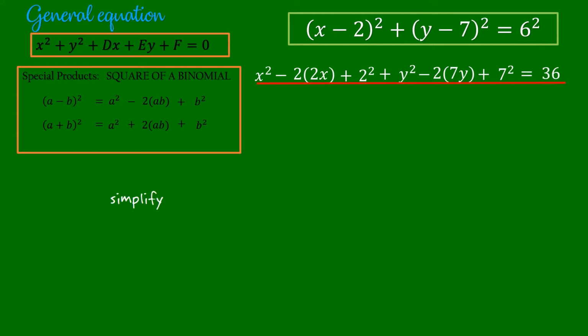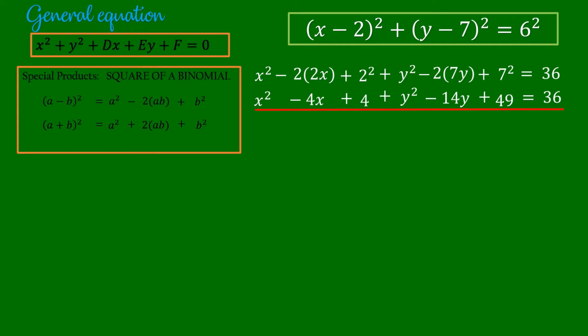Now, the next step is to simplify the equation. So from this equation, we need to simplify this and copy down the rest. Negative 2 times 2x is negative 4x. 2 squared is 2 times 2, which is equal to 4. Negative 2 times 7y is negative 14y. 7 squared is 7 times 7, which is 49. So our equation becomes x squared minus 4x plus 4 plus y squared minus 14y plus 49 equals 36.